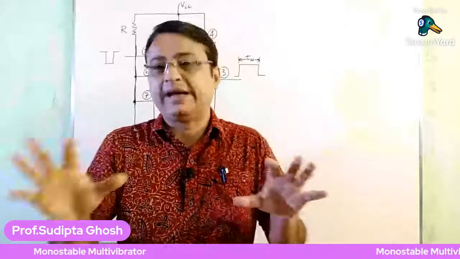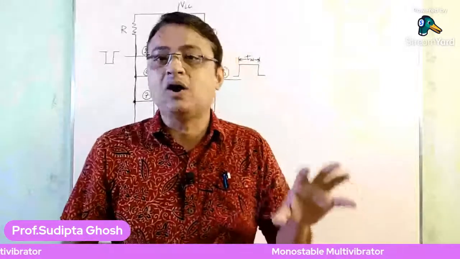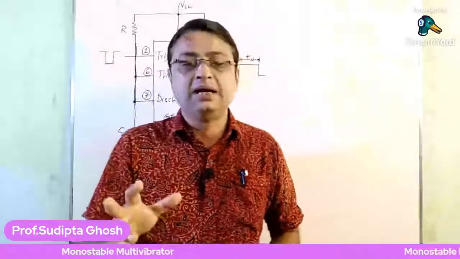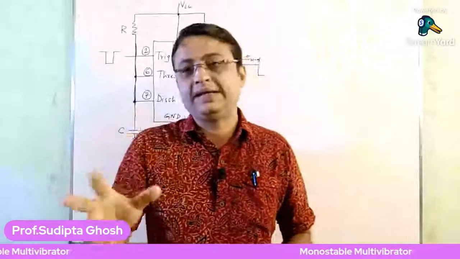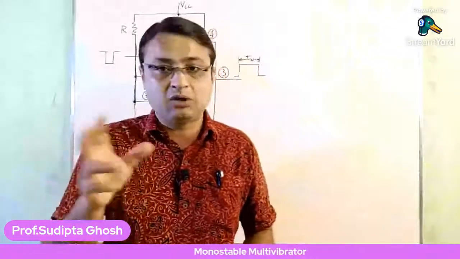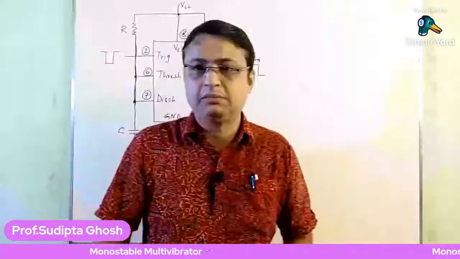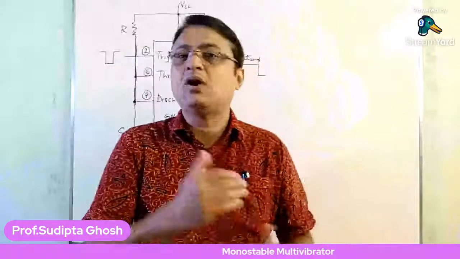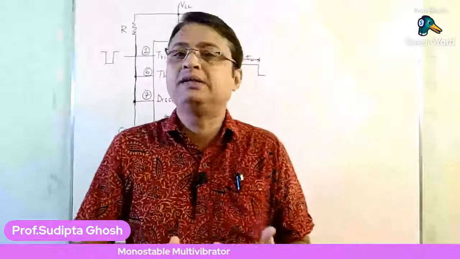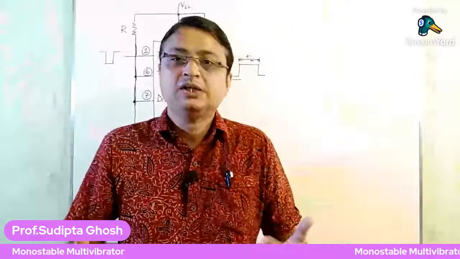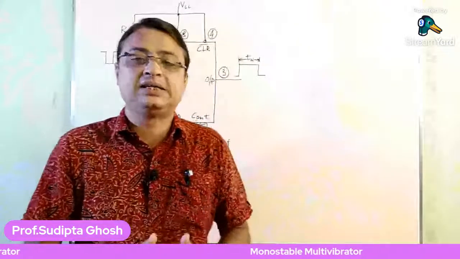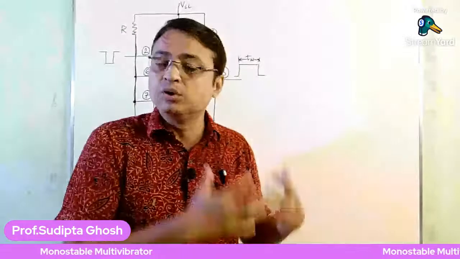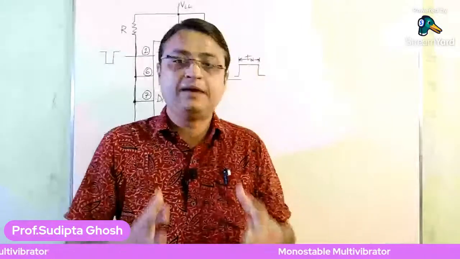Now these two states, either a high or a low, can be treated as the stable state. Similarly, a high or a low can be the unstable or quasi-stable state for a monostable multivibrator. Whether the high or the low is the stable or the unstable state actually depends on the circuit configuration. Okay, so in this particular lecture we are going to construct a monostable multivibrator by using a 555 timer circuit.